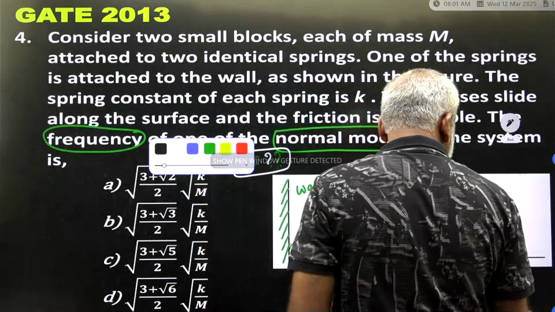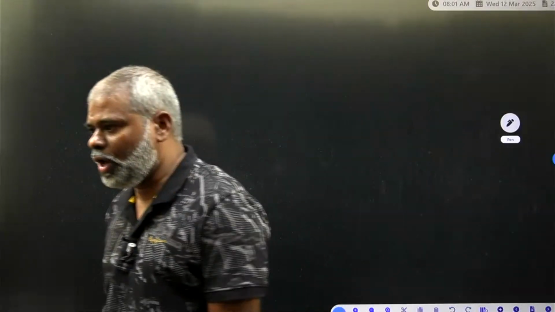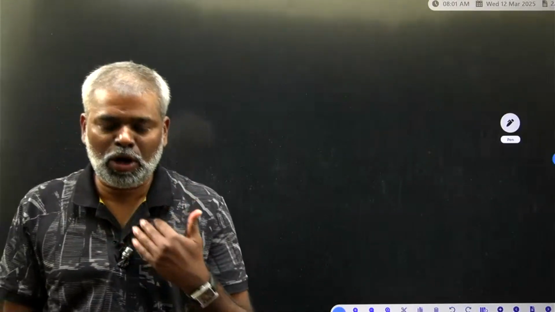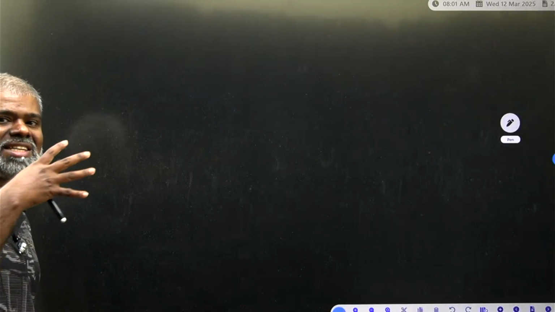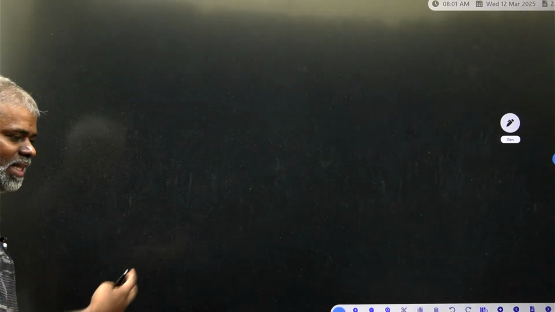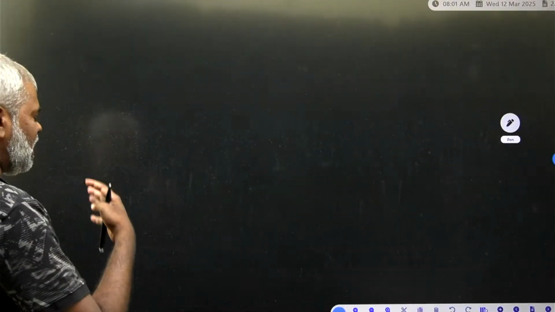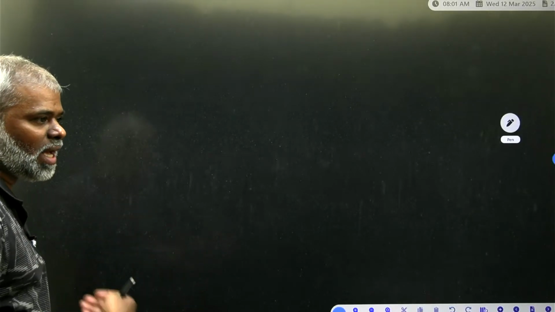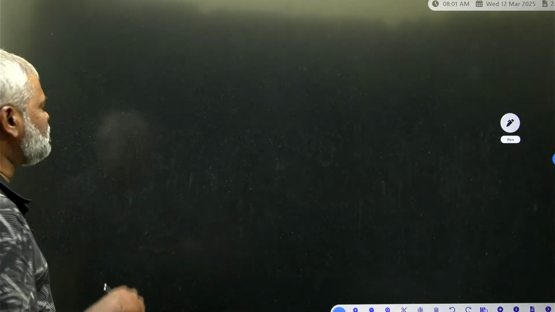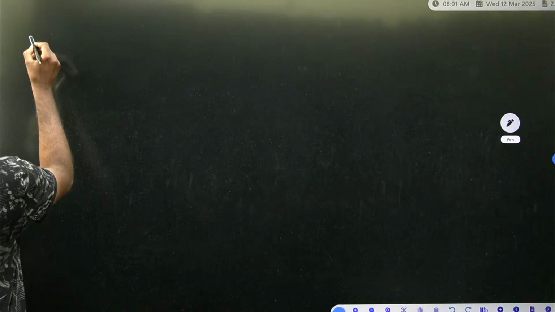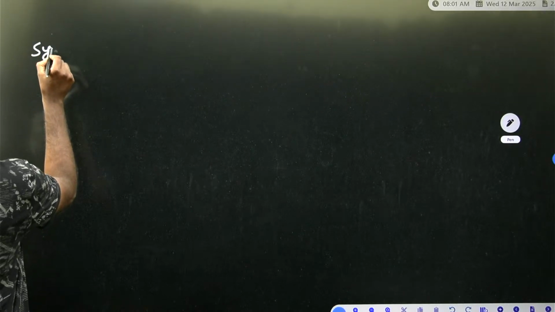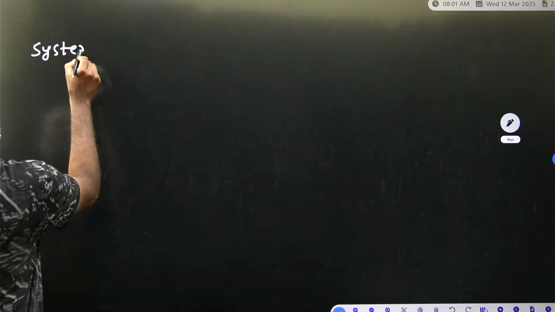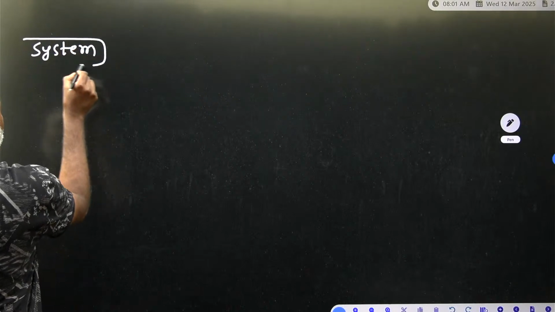Now you have to see how we solve to find the normal mode. For the frequency of the normal mode, you need to follow at least three steps, and then you will get the frequency. The fourth step is to get the type of the normal mode, but three steps you have to follow. So what is our system? First you observe the system, which means you understand the system.